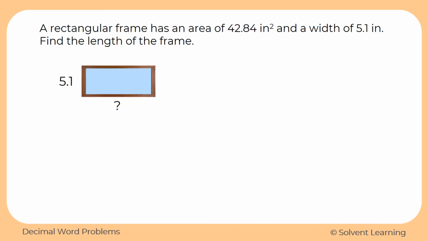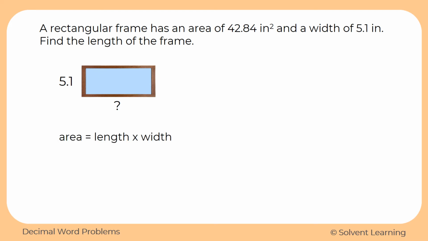Okay, so there's our rectangular frame. We know that the width is 5.1, but we don't know what the length is, so we can just put a little question mark there. We do know, however, what the area is. They tell us that the area is 42.84. So that's going to come in handy to help us figure out what the length is.